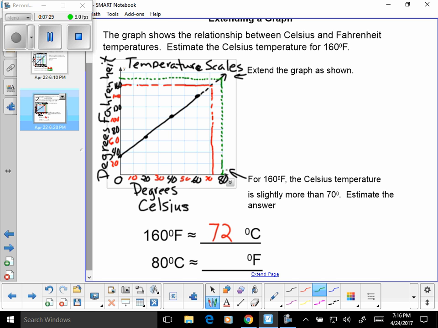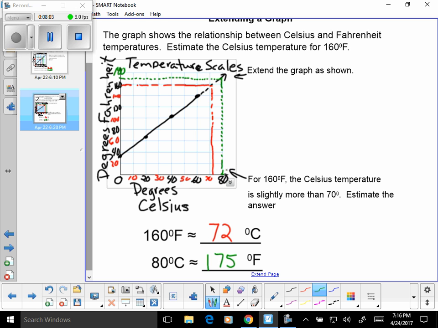160, I know that goes 120, 100, 160. This would be 180 up here. So I'm at probably around 170 something, because I'm midway between 160 and 180. And I could be 172 to maybe 175. So I'm going to estimate as close as I can, and I'm going to say 175 degrees Fahrenheit.